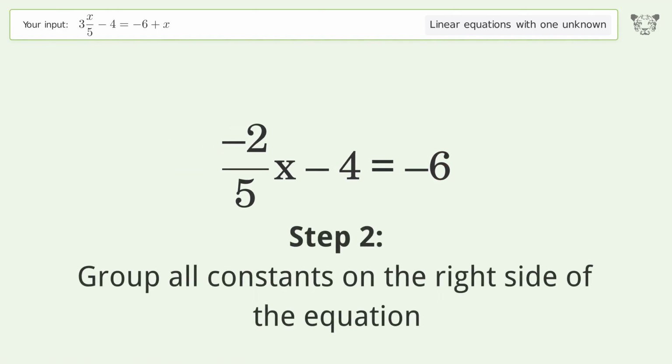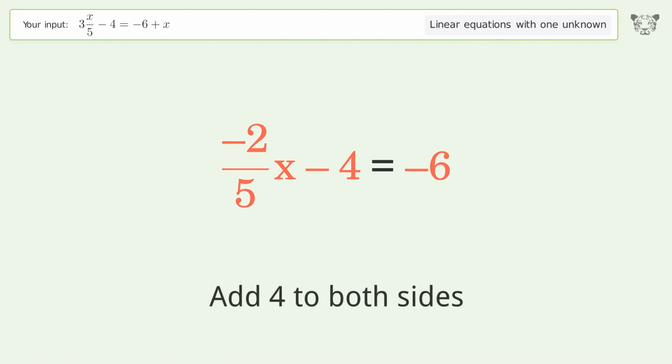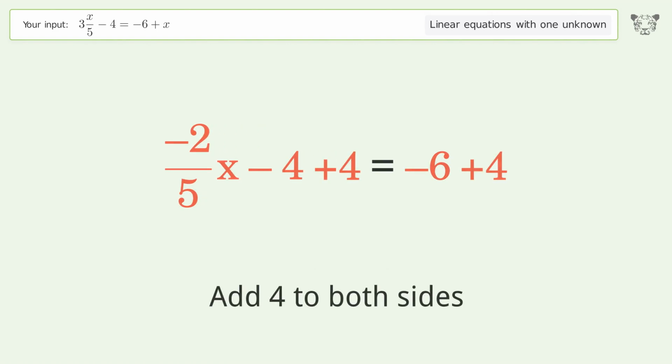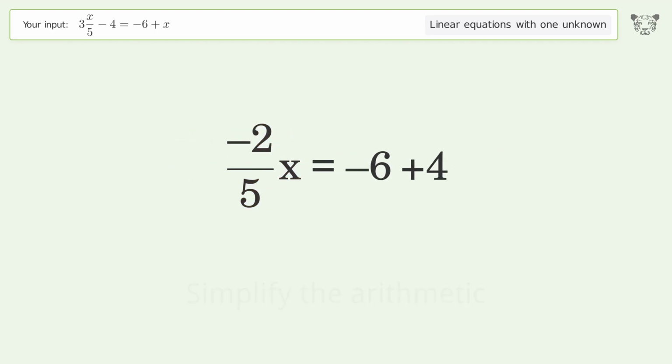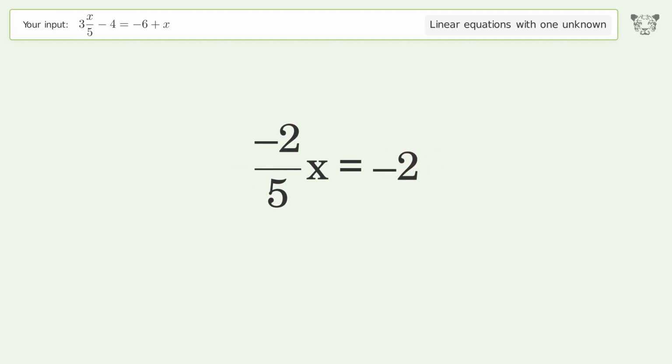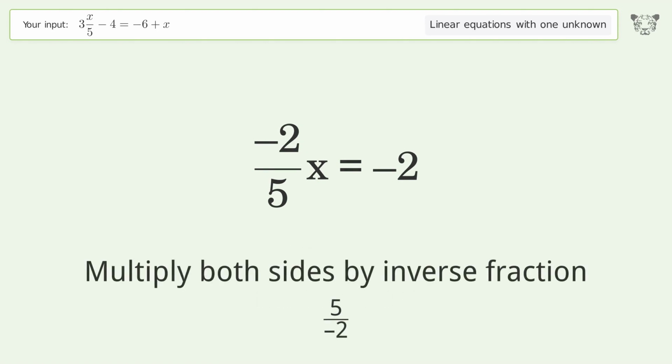Group all constants on the right side of the equation. Add 4 to both sides. Simplify the arithmetic. Isolate the x. Multiply both sides by inverse fraction 5 over -2.